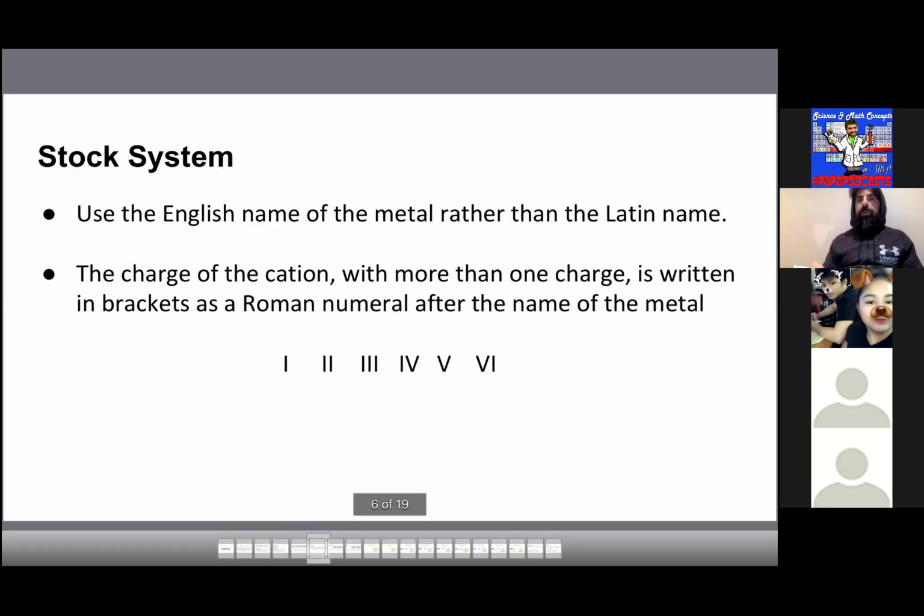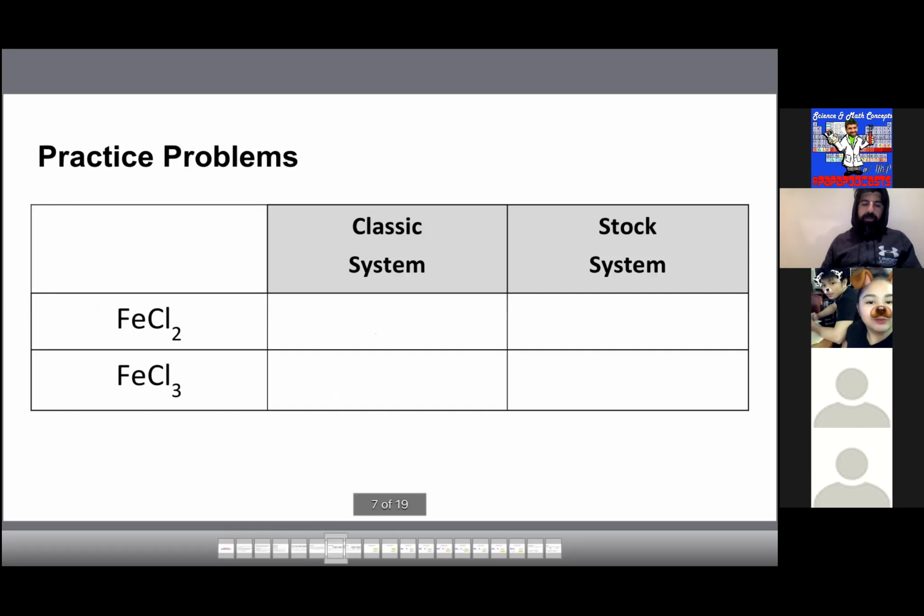So anyhow, going back here. The stock system, we're using the Roman numerals. Know your Roman numerals. Here are your Roman numerals: we've got 1, 2, 3, 4, 5, and 6. Understand what they are. We will put these Roman numerals right after the metal, right after the metal. We'll see what it's going to look like when we name it.